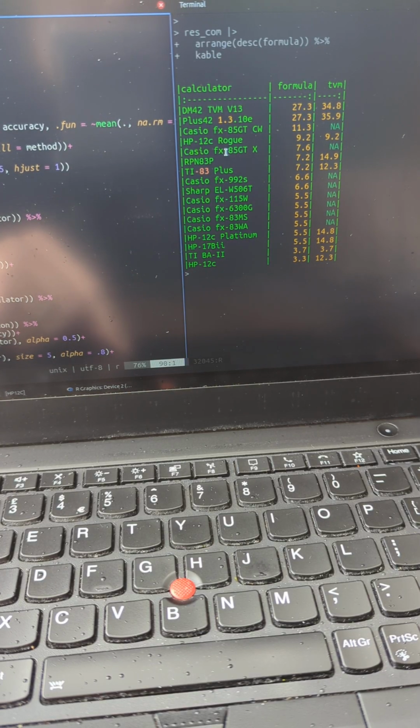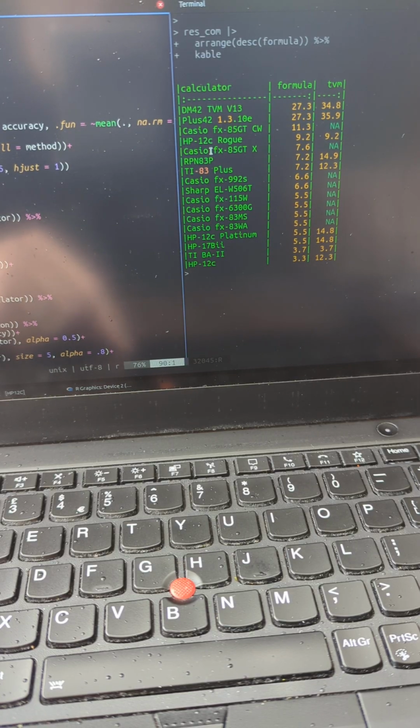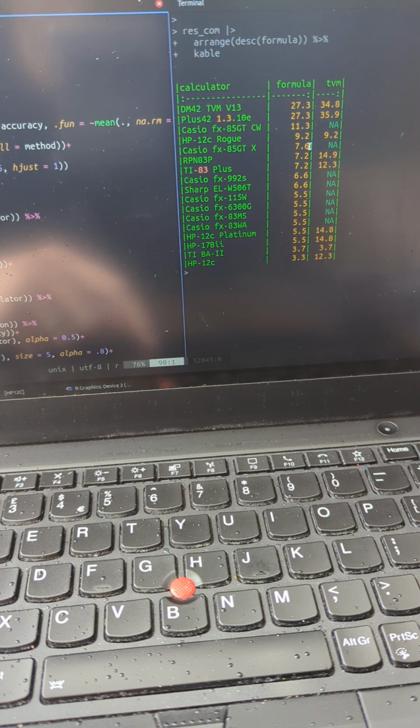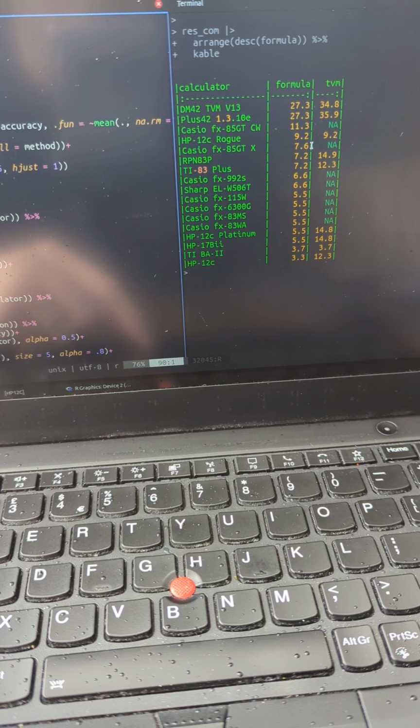Casio then looked like they worked on their underlying precision. You got your FX85 GTX, which is sort of the EX series, same as your 991 EX, which is like their best scientific calculator, and they increase the precision there. I think it's to about 14, 15, I think. So pretty good, 7.6 there.